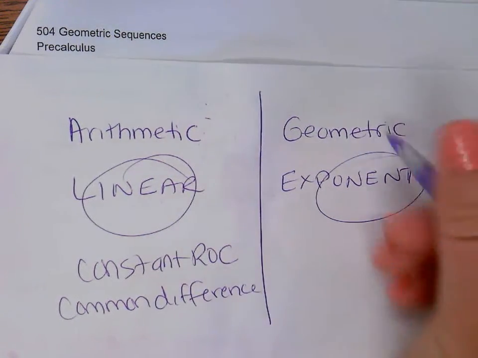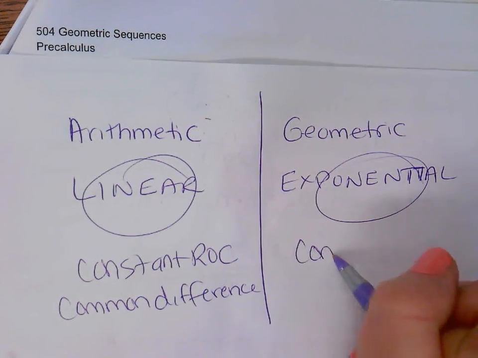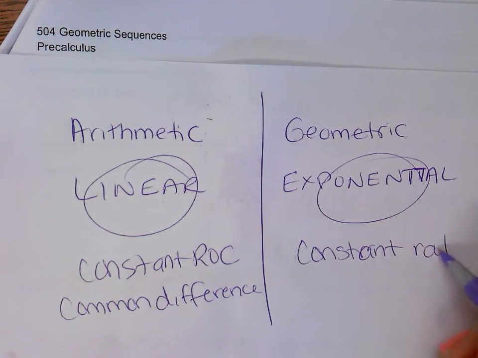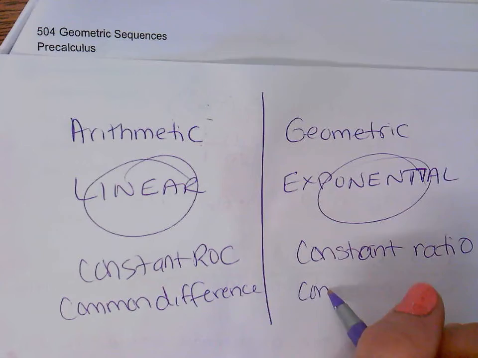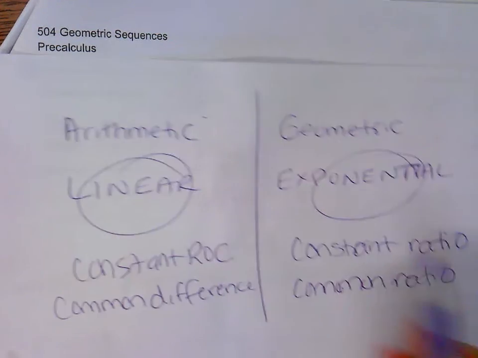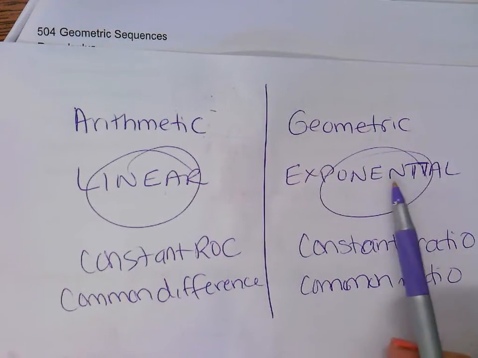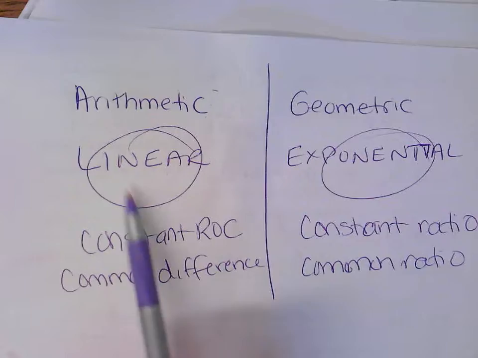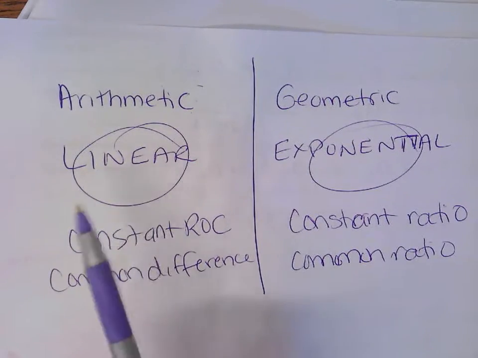And geometric, like exponential functions, has a constant ratio, which we call the common ratio. Exponential is what you multiply by each time, powers of 2 or powers of a half or powers of 4. And then linear is like you're adding 2, adding 2, adding 2.